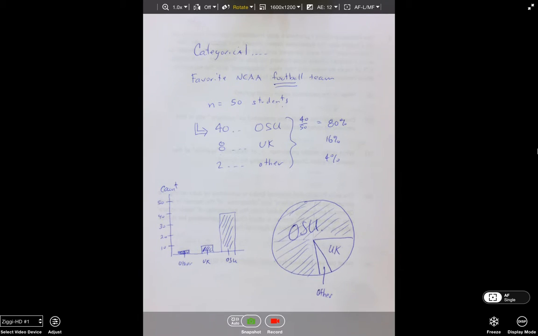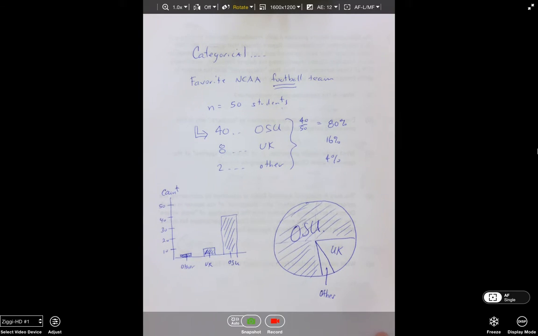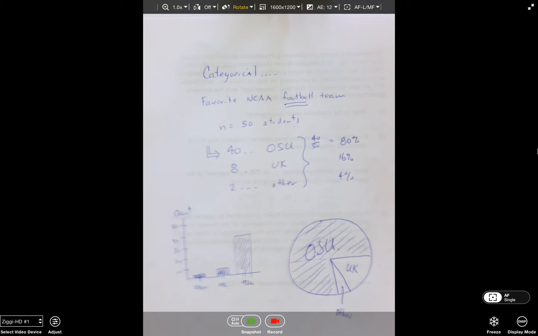Okay, so guys, that's about it. That's as complicated as I want describing categorical variables. That's about as exciting and complicated as I want it to get right now.